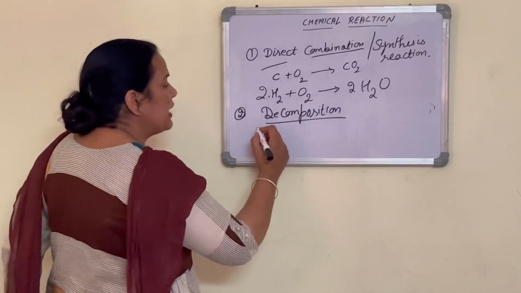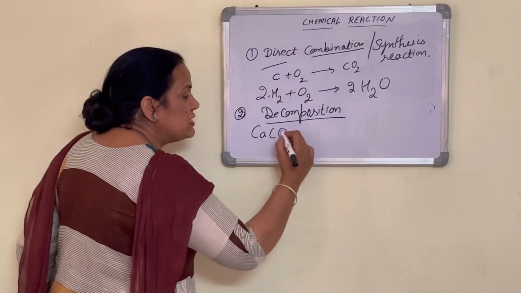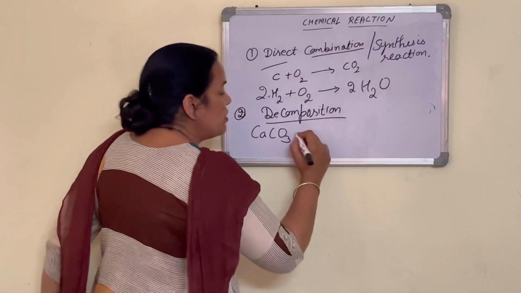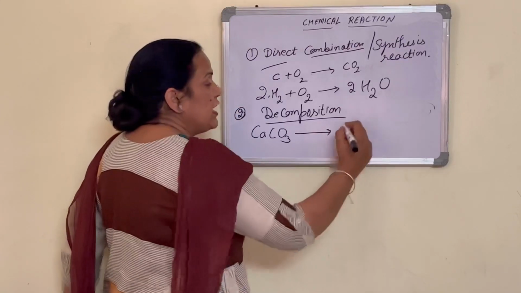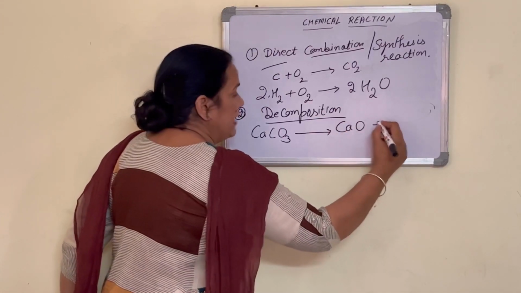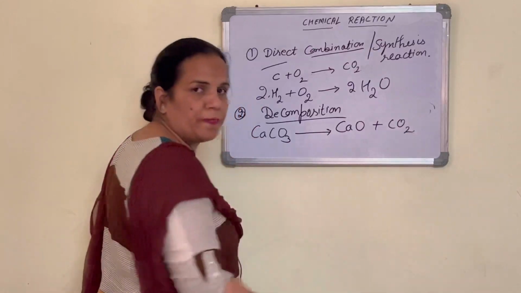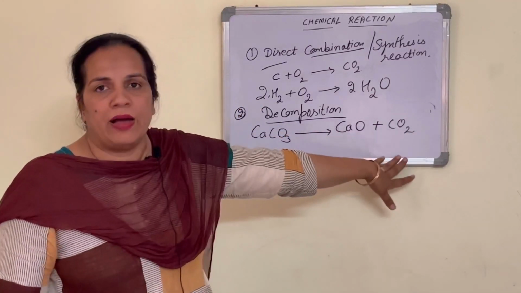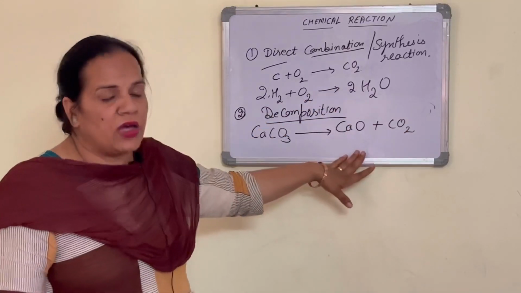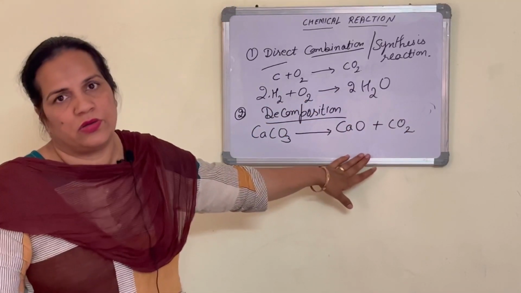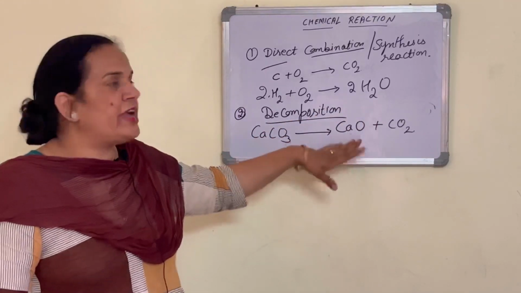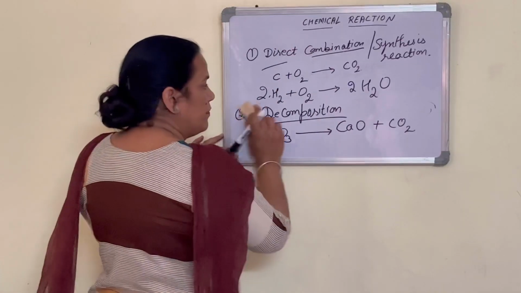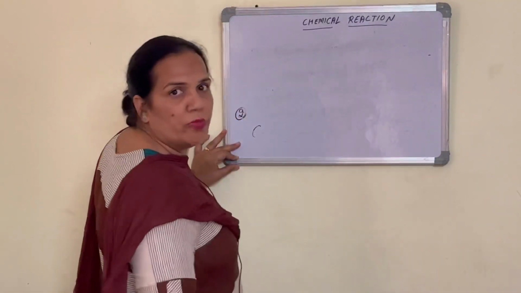For example, calcium carbonate, CaCO3. When CaCO3 breaks, it forms calcium oxide and carbon dioxide. One molecule can change into more than one molecule, and this is known as decomposition. Decomposition reaction is further categorized into different types, the first being thermal decomposition.